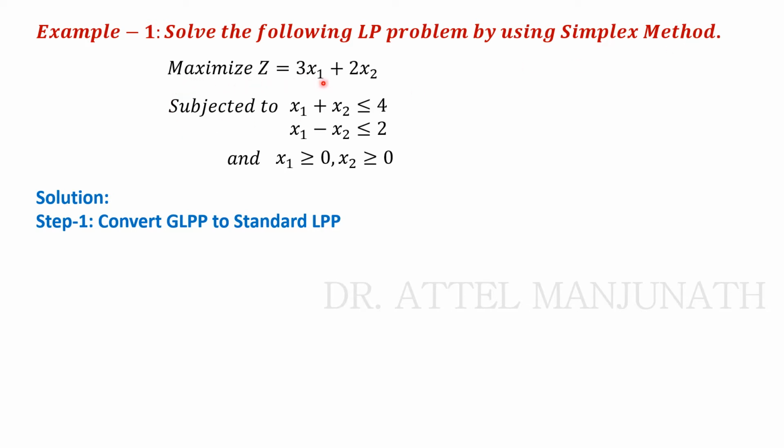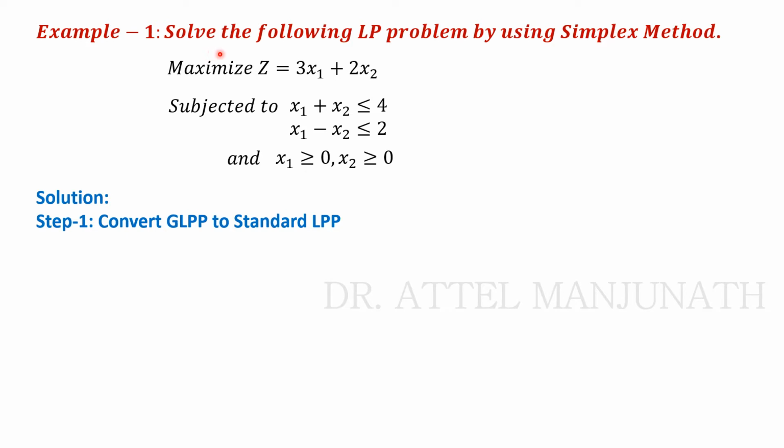Maximize z = 3x1 + 2x2. This is the objective function given in the problem, subject to two constraints. One is x1 + x2 ≤ 4, and the other constraint is x1 - x2 ≤ 2, where x1 and x2 are greater than or equal to 0. That means whatever products you manufacture or produce cannot be a negative value; it should be either 0 or more than 0. Then only can you expect some profit out of the products. There cannot be any negative products.